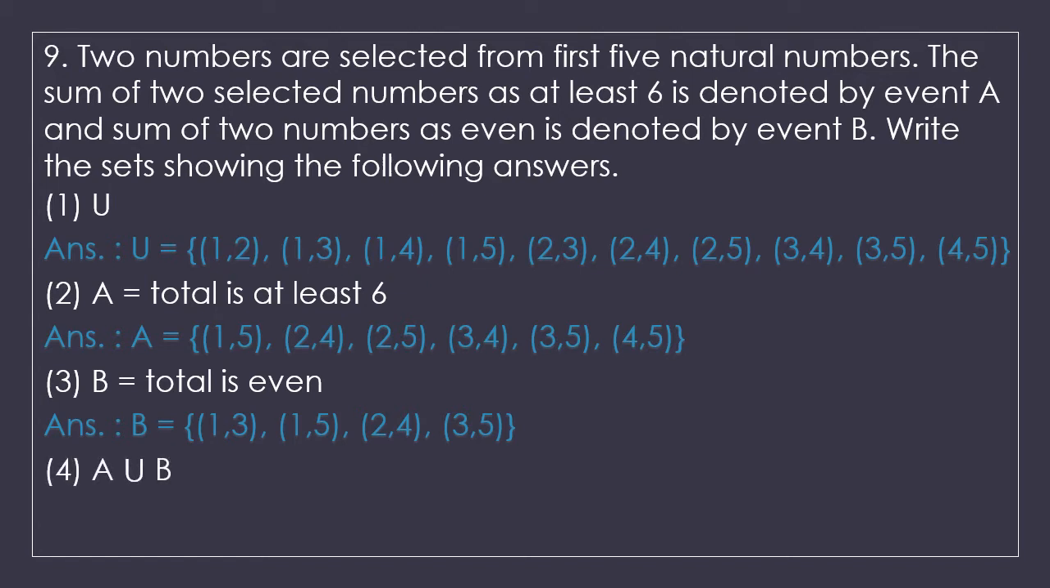The fourth question here is A union B. We just have to combine the events A with the event B. That's all. So I am just combining both the events in ascending order. So 1,3; 1,5; 2,4; 2,5; 3,4; 3,5 and 4,5 will be the answers of event A union B.